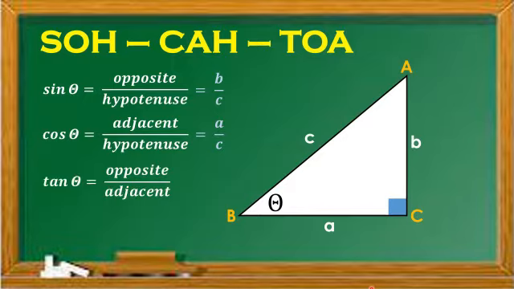And TOA stands for tangent theta is equal to opposite side over the adjacent side. Since our given opposite side is side B and our adjacent side is side A, therefore, tangent theta is equal to B over A.